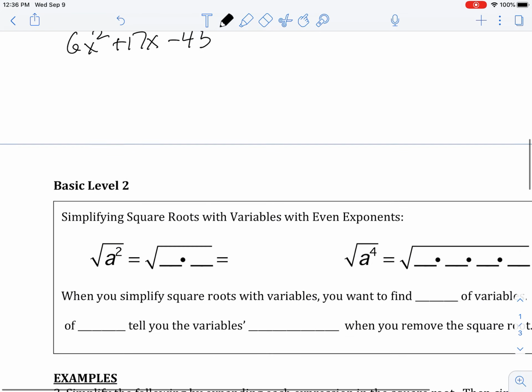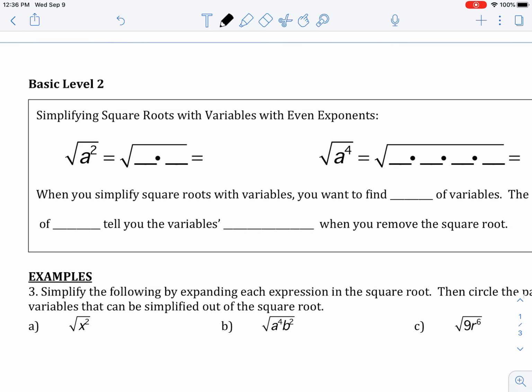Okay, now we're going to get into our new objective, which is simplifying square roots when we have variables under the square root. And for the day one notes, all of our variables are going to have even exponents. When you simplify the square root of a variable that is raised to an even power, we begin by thinking about what it would look like if we expanded the variable under the square root. So if we expand the square root of a squared, it becomes the square root of a times a.